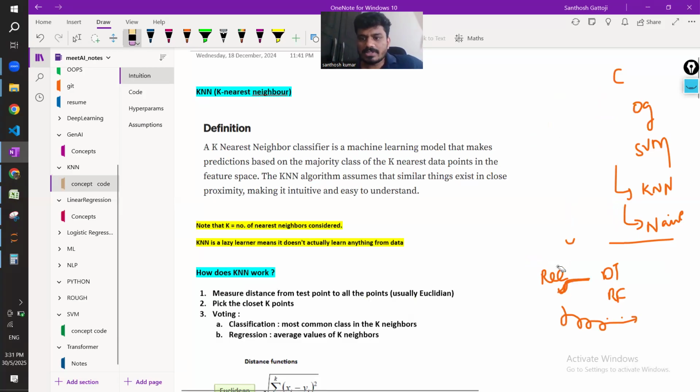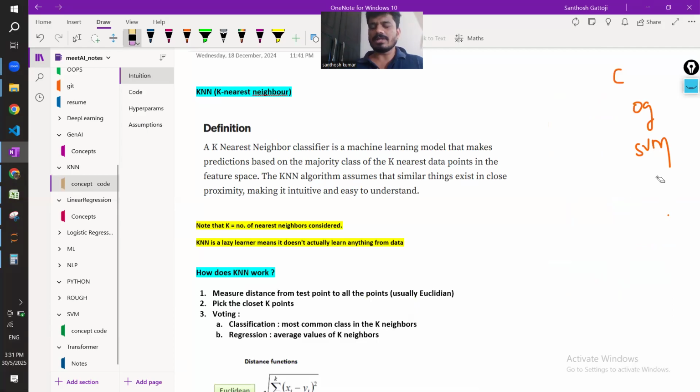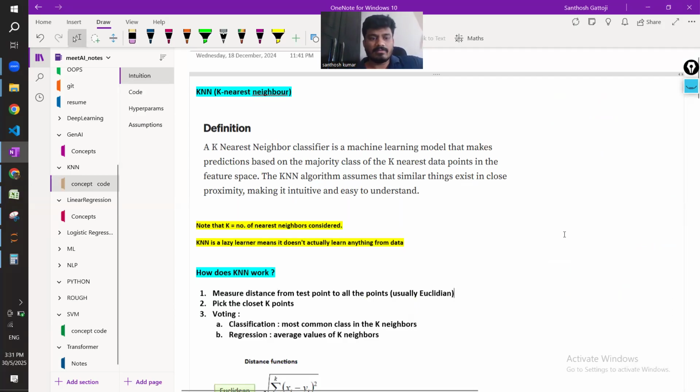In our next session, we'll start with KNN. It's a very simple algorithm. SVM might feel a bit tough because it involves a bit of math, vectors, everything. But trust me, every other algorithm like KNN or naive Bayes will have some probability concepts, but KNN is a very, very simple algorithm. And after that, tree based algorithms are also very simple.